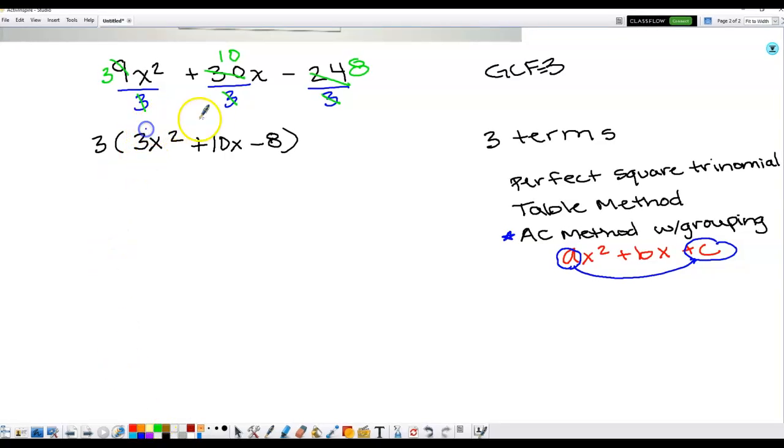So my A times C is 3 times negative 8. So my multiply is negative 24. We are doing the table method. We're just doing more with it. We're doing it with grouping. So in table method, our add comes from that middle term, positive 10.